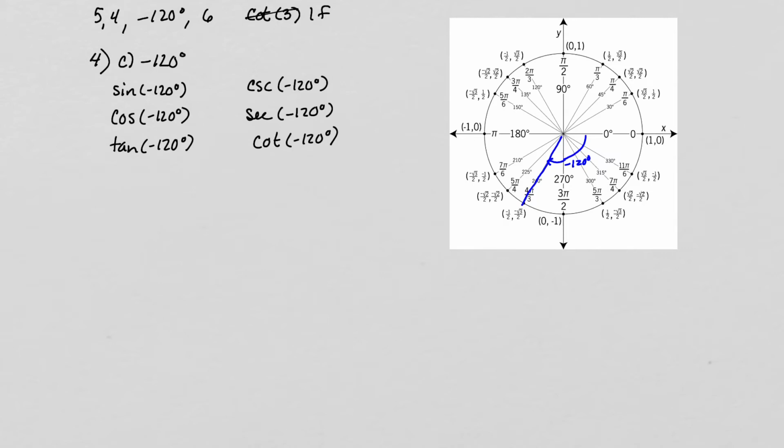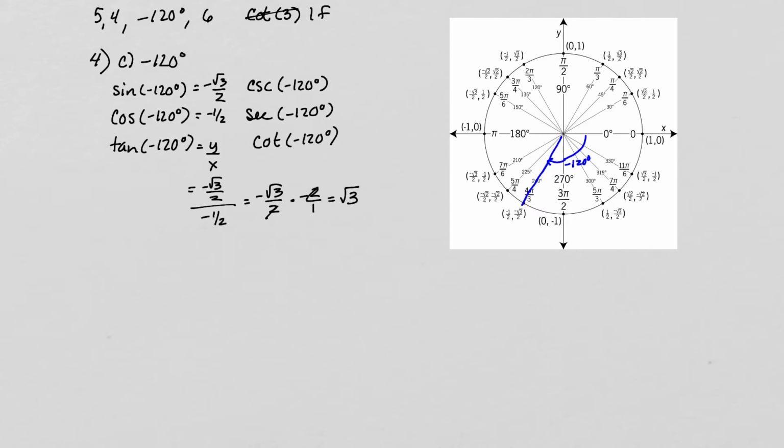And so the sine, remember sine is the y value, so the sine is going to be minus root 3 over 2. The cosine is the x value, so minus 1/2. The tangent is y over x, so in this case that's going to be minus root 3 over 2, all divided by minus 1/2. So if I do keep change flip, I have minus root 3 over 2 times minus 2 over 1. The negatives cancel each other out. So the tangent is just root 3.